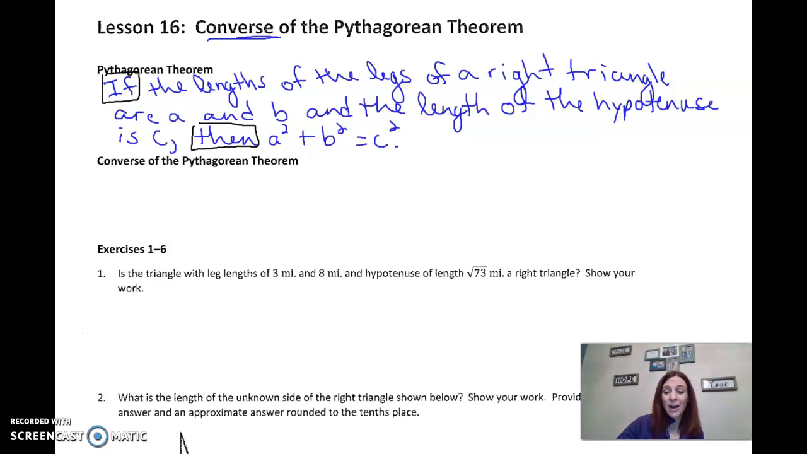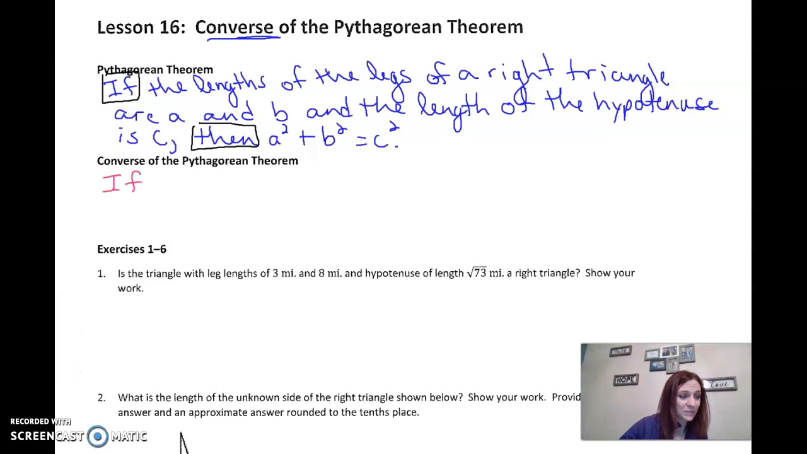But when we talk about a converse, that is when we switch the if and then parts around. Now we don't switch the words then and if, but we switch all of the words that come after if and all the words that come after then. Don't be too confused. This is what it means.